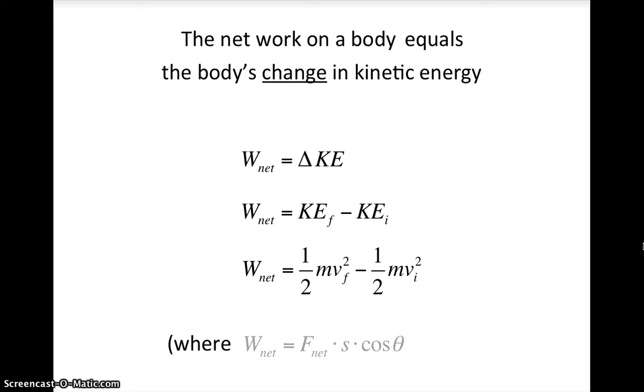In this case, W net is the net force times the distance times the cosine of the angle between the net force and the distance. And of course, in this equation, because it's a work equation, net force really just means the magnitude of the net force. But we are not going to use this equation at the bottom. I just wanted you to see that this is what we're referring to when we say W net. Or in other words, W net is the work done by the net force.